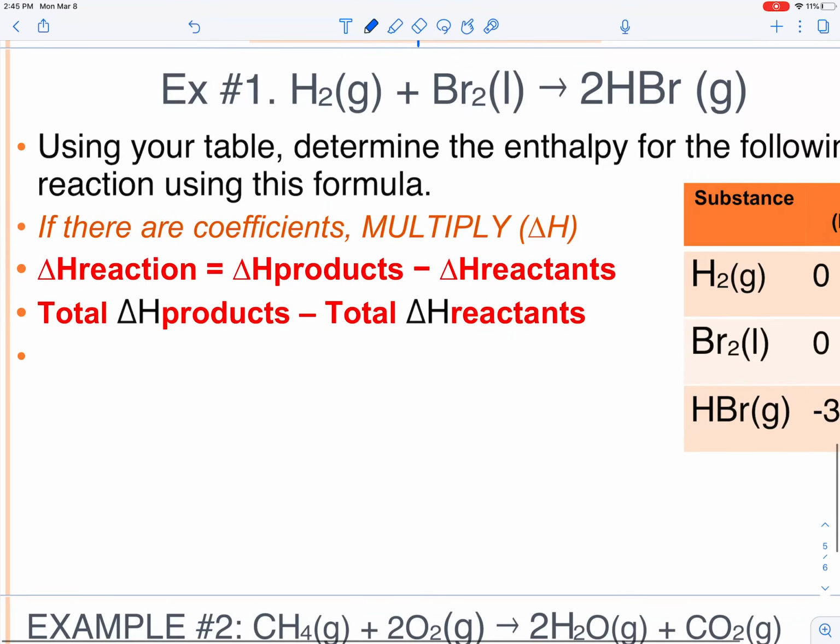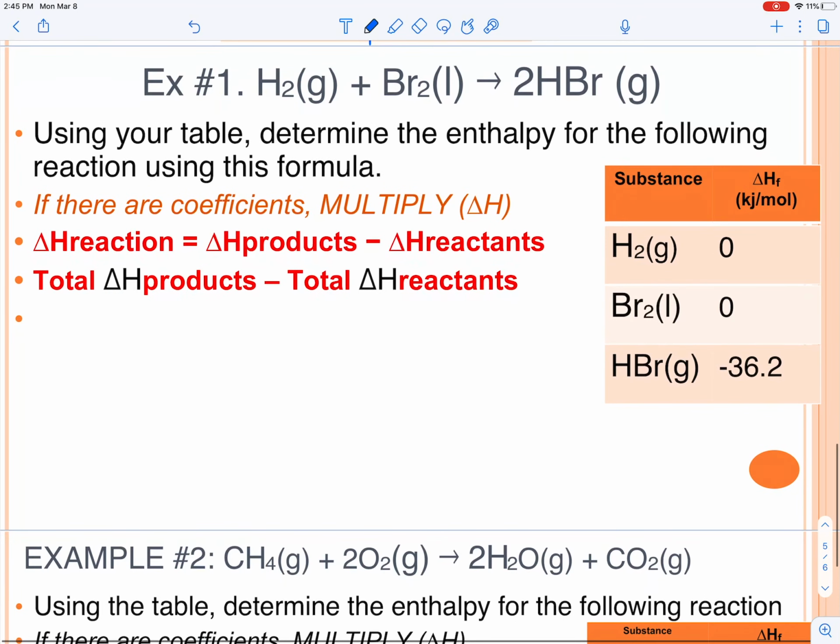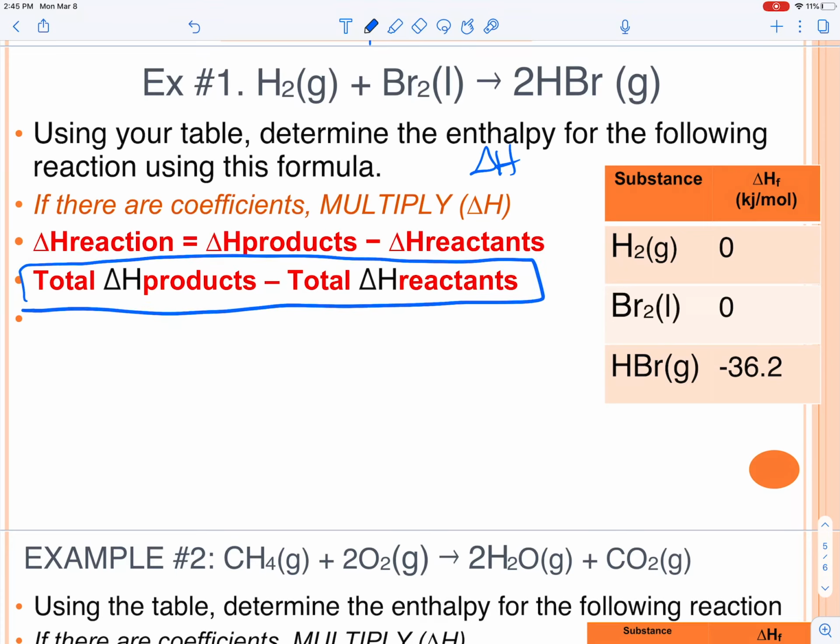Okay, let's do a practice problem or example problem together here. It says here, using a table, determine the enthalpy, so that's delta H, for the following reaction using this formula. So again, it's total products minus total reactants. And we've got a table on the right to help us out. And we've got a chemical equation up here to look at. So the way I'm going to do it is I'm going to write the total products. So I have 2 HBr. This is my products. Remember, products are on the right side of the arrow, minus my total reactants. I've got H2 plus bromine.